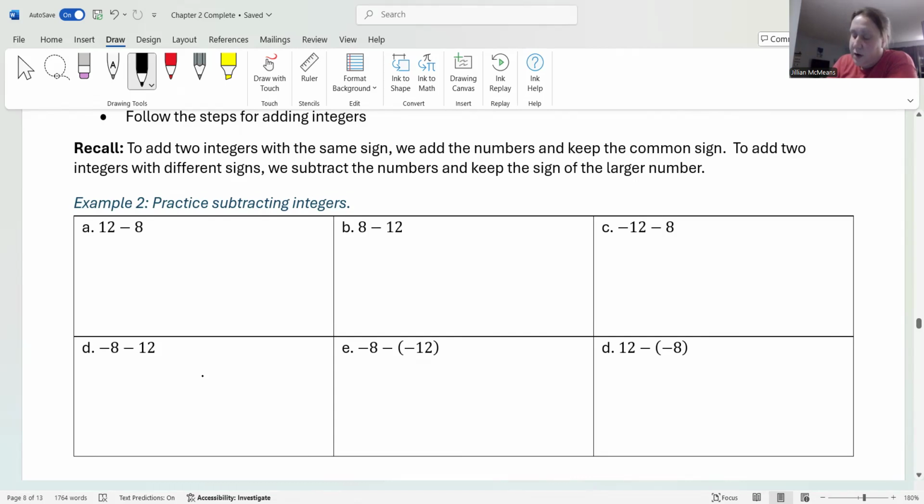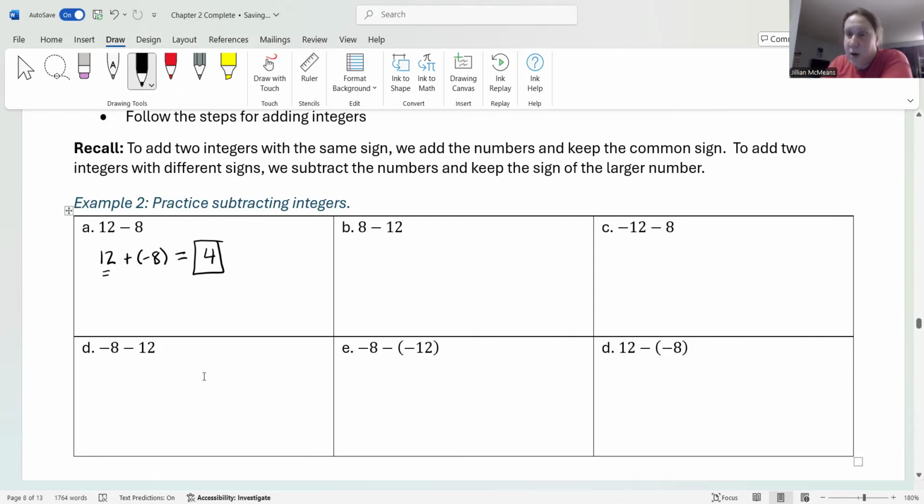So I would keep my first integer the same. Instead of subtracting positive 8, I would add the opposite. So I'm going to add negative 8. Well, that means I'm adding two numbers with different signs, so I subtract. 12 minus 8 we know is 4, and then I have more positive, so my result really is positive 4. We already knew that, but now we know for sure, okay?